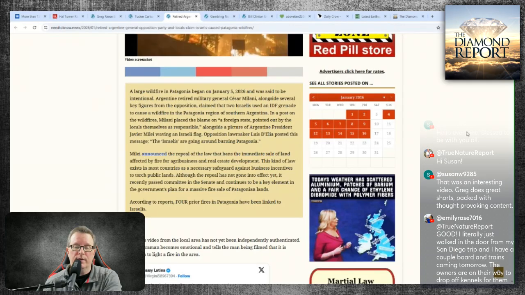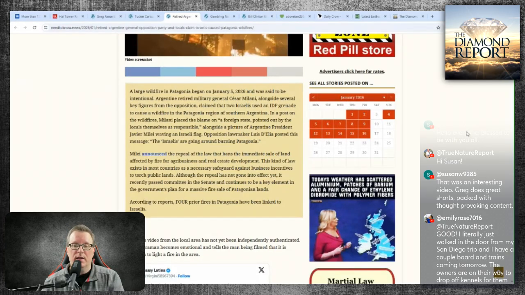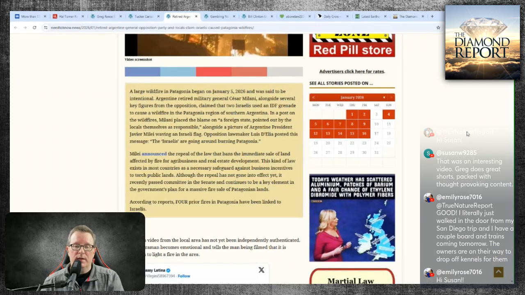Milei announced the repeal of the law that bans the immediate sale of land affected by fire for agribusiness and real estate development. This kind of law exists in most countries as a necessary safeguard against business incentives to torch public lands. Although the repeal has not gone into effect yet, it recently passed committee in the Senate and continues to be a key element in the government's plan for a massive fire sale of Patagonian lands. A fire sale. Yes, no pun intended, I think.